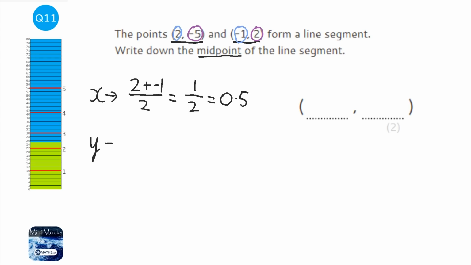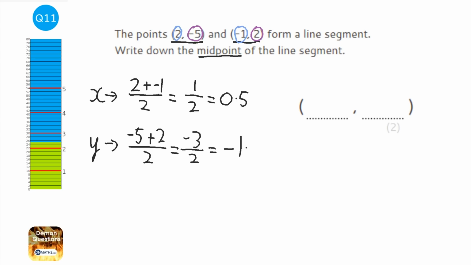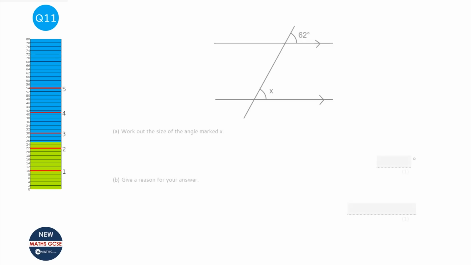The y's, so here we've got minus 5 plus 2 over 2. Minus 5 plus 2 is minus 3 over 2, which is going to be minus 1.5. So the coordinates are 0.5, minus 1.5. And if you think about it, half is halfway between 2 and minus 1, so that makes sense. And minus 1.5 is halfway between minus 5 and 2.